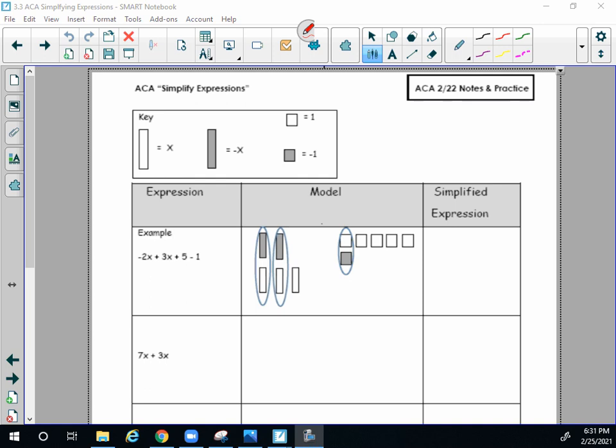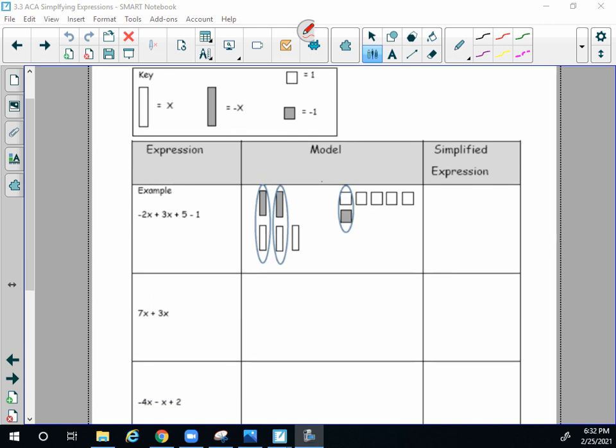Today we're going to be talking about simplifying expressions. So for the first part of this lesson, we're going to think back to when we used our colored counters, and we had our positive colored counters and our negative colored counters. Every positive and negative made a zero pair because they canceled each other out. That's going to be the same concept here when we're modeling with negatives and positives, and when we're recreating our new expression. So for example, this first one says negative 2x plus 3x plus 5 minus 1.